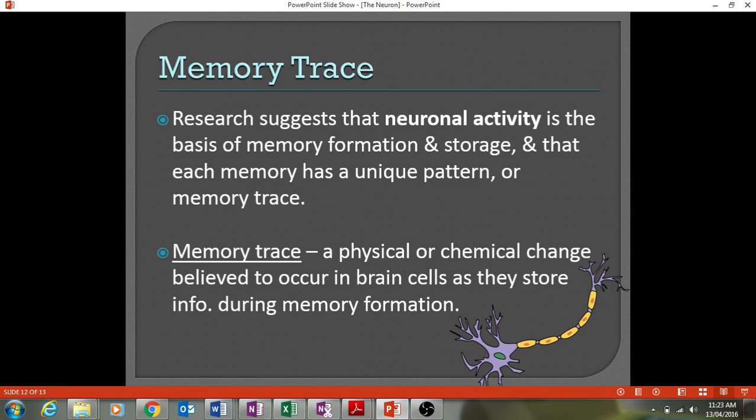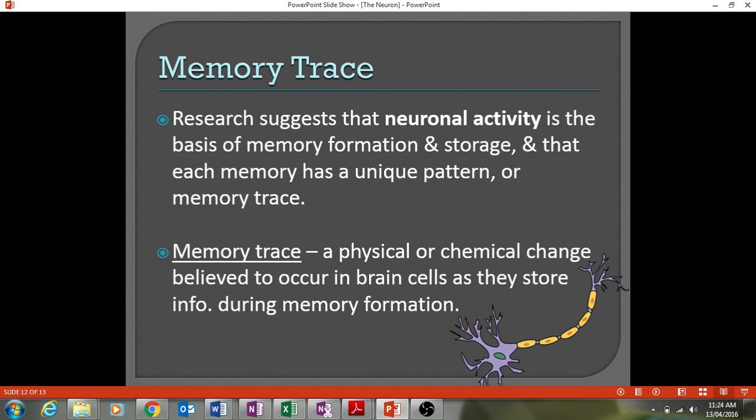Lastly, I want to discuss memory traces. Research has suggested that neural activity is the basis of memory formation and storage, and that each memory has a unique pattern, or a unique memory trace, attached to it. A memory trace is a physical or chemical change that is believed to occur in the brain so that it can store this information during memory formation.